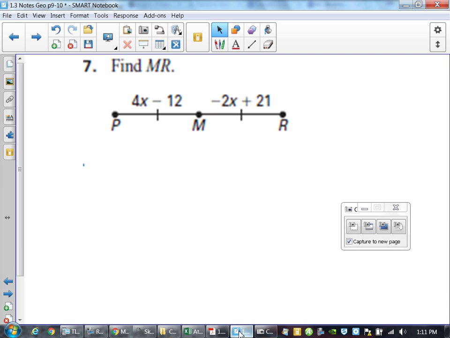If I look at one like this where it says find MR, in this case, if you look at your diagram, automatically you have two segments that are equal to each other because of those little tick marks. The tick marks mean that they're congruent. And when things are congruent, they have equal measure. So in this algebraic style problem, you have to set them equal to each other. It doesn't say how much the whole thing is. It just says this much is 4x minus 12, the other one is negative 2x plus 21.